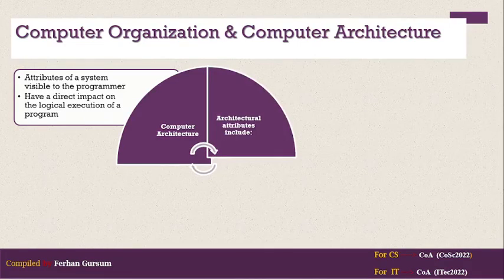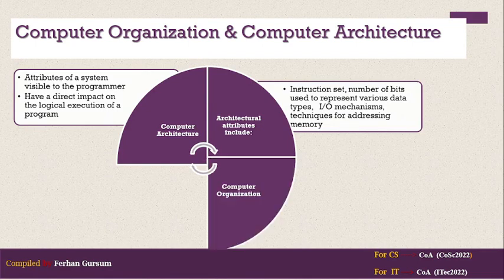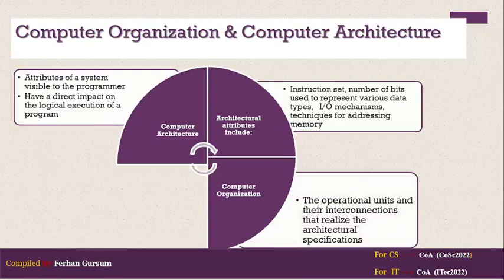When we say architectural attributes, they include the instruction set, number of bits used to represent various data types, input-output mechanisms, and techniques for addressing memory also. These are included under what? Architectural attributes. What and what are included under this? Instruction set, number of bits used to represent various data types, input and output mechanisms, and the technique for addressing what? Memory.